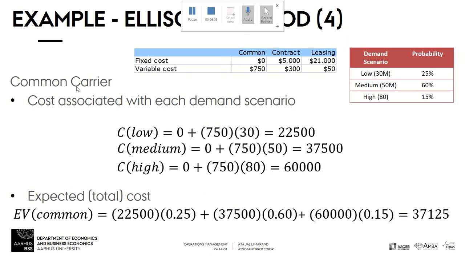This will give us a total expected cost of 37,125. For the second capacity alternative, if we do similar calculations, we'll get a total expected cost less than 20,000, and the expected cost would be about 23,500 for the last alternative, which is leasing. Based on these expected cost calculations, we can see that the expected cost for the second alternative would be the lowest.